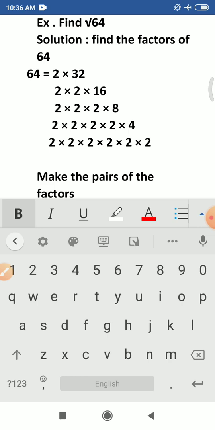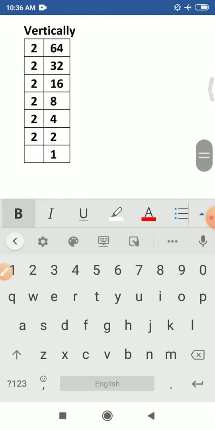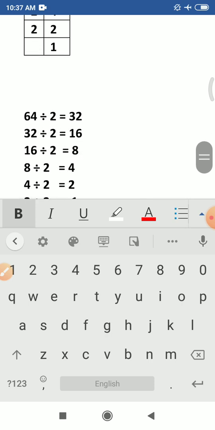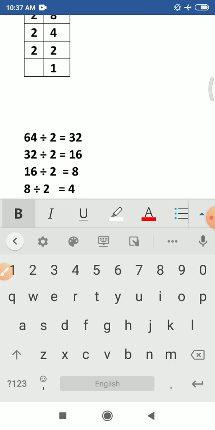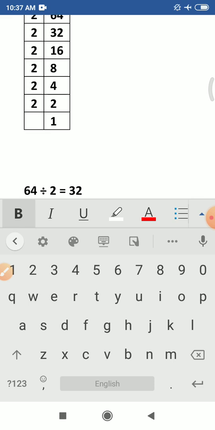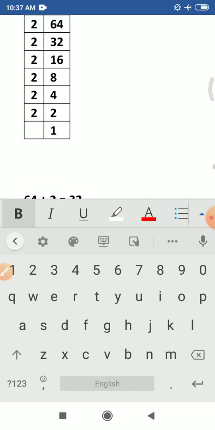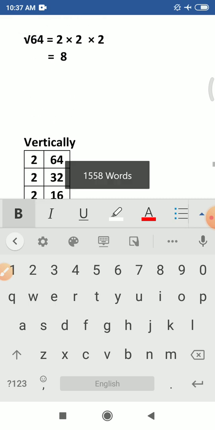This can also be done vertically. Let me show here. How to do this? 64 divided by 2 is equal to 32. So the first number you got is 32. Next 32 divided by 2 is equal to 16. Next 16 divided by 2 is equal to 8. In such a way, you have to do the division until you get 1. This is the vertical way. I hope you understood how to find the factors, vertically or horizontally.